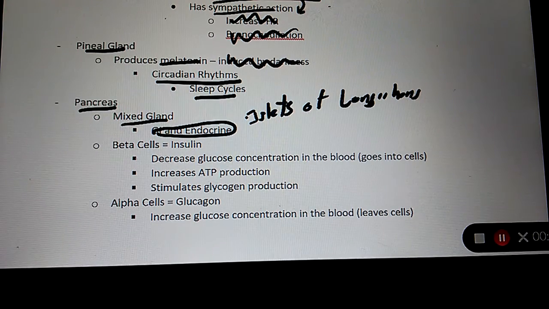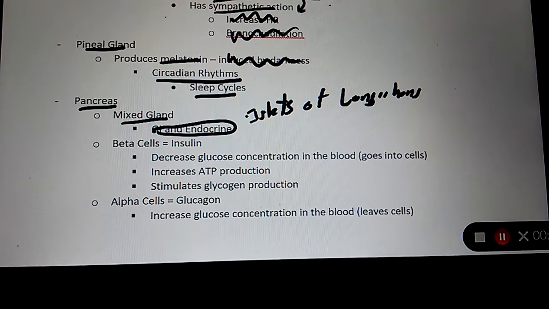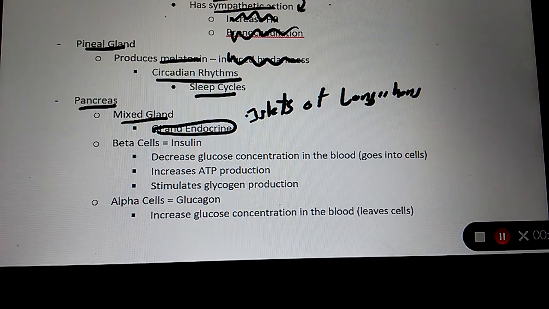Endocrine. Yes, I said it the same way twice. I do that a lot. Are islets of Langerhans endocrine or endocrine? Endocrine.